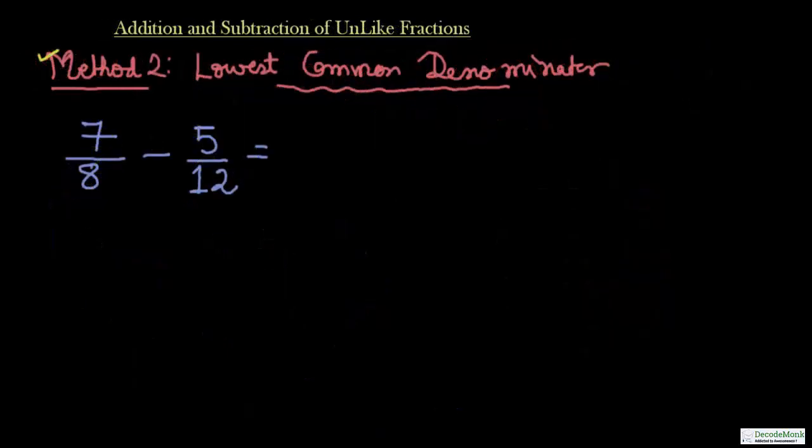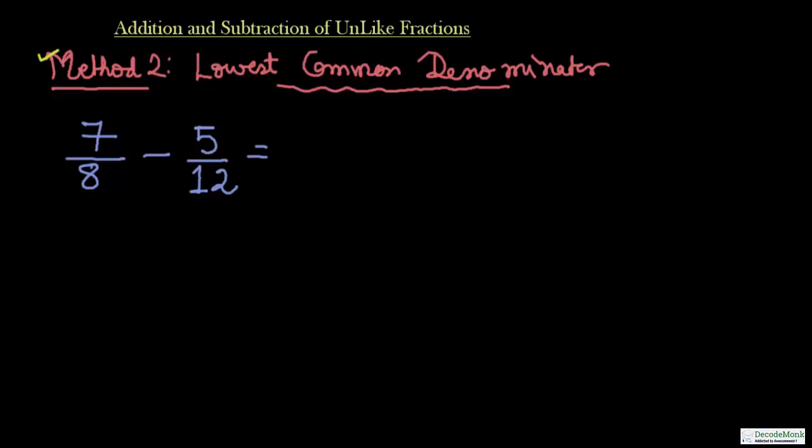Let us take another example where we are going to describe a subtraction problem. We are asked to subtract 5 by 12 from 7 by 8, and we are going to use method 2, that is, finding the lowest common denominator of the two fractions.